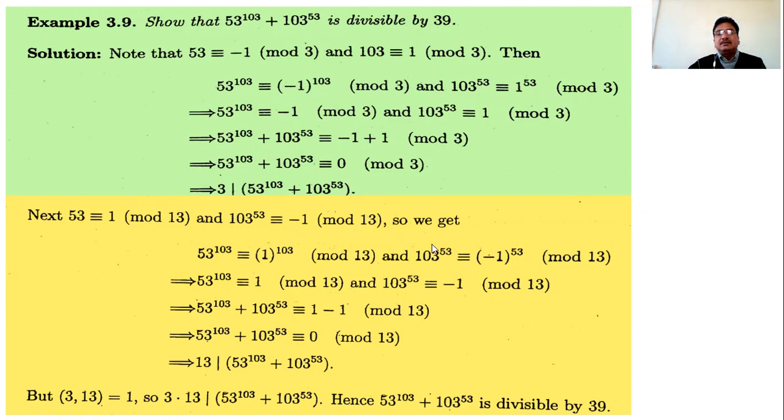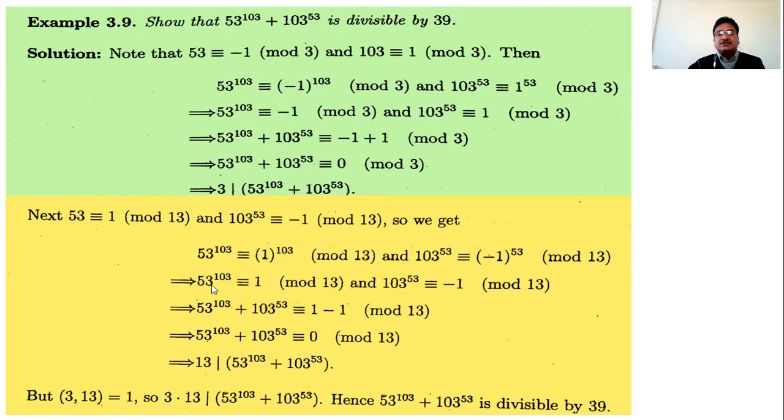And then take the 53rd power. Don't write 53 first; write 103 is congruent to minus 1, because 103 minus minus 1 is 103 plus 1, which is 104, and 13 divides 104. Then take the power of both sides: 103 raised to 53 is congruent to minus 1 raised to 53 modulo 13. And 1 raised to 103 is 1, and minus 1 raised to the odd power 53 is minus 1.